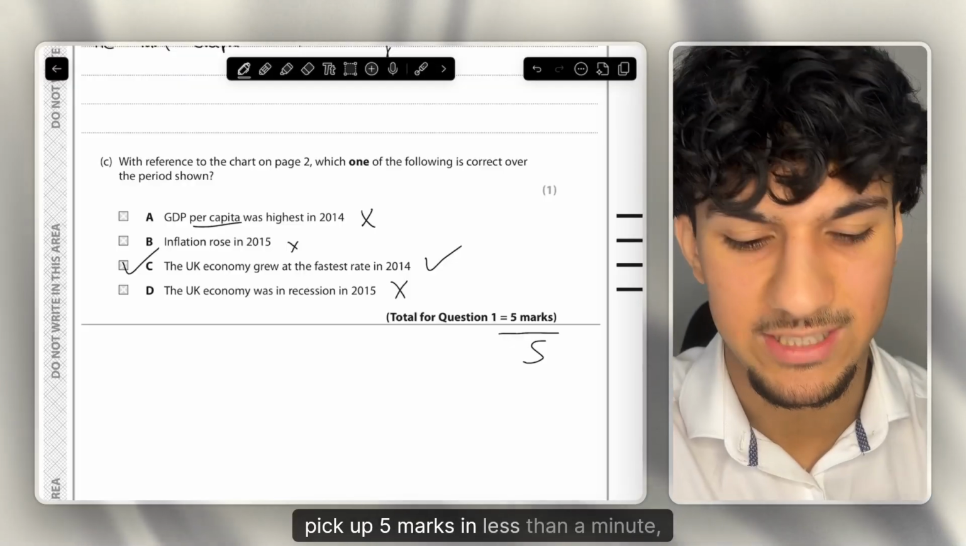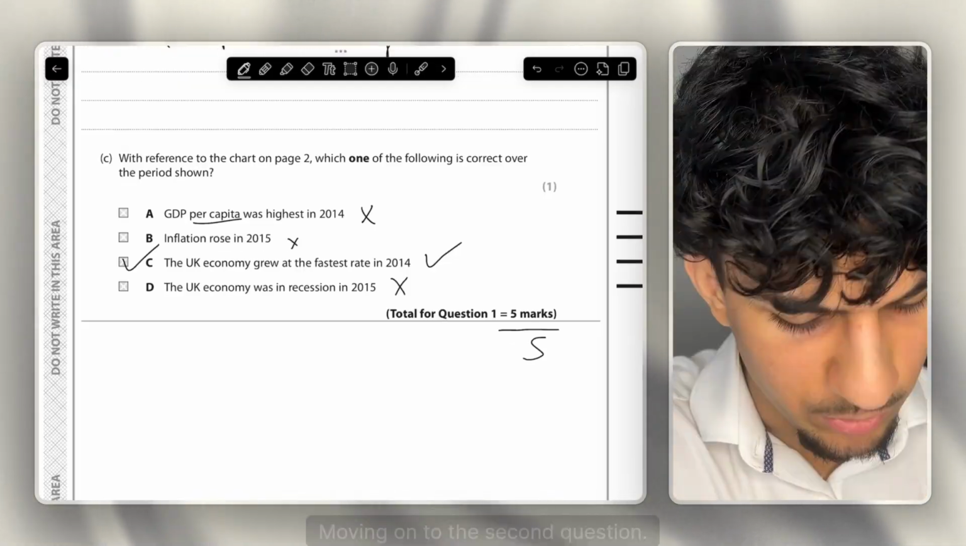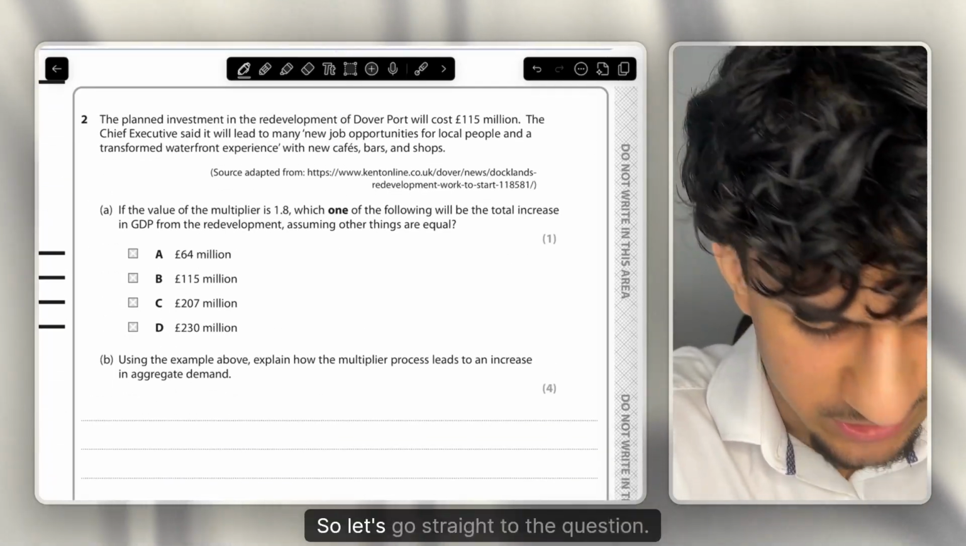If you can pick up 5 marks in less than a minute, that is a massive surplus you've gained, and just giving yourself an advantage for the rest of the paper. Moving on to the second question. So, you have a lot of words here. So, let's go straight to the question.